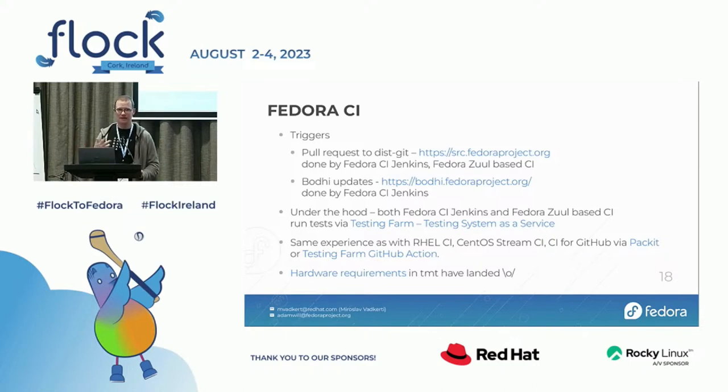When a pull request is created, there will be a scratch build run. I think it's running Copr, I'm not sure. And CI will test that. So it doesn't ever have to touch Koji, and you can get the results back on the pull request page, which is a good workflow if you're committed to using pull requests for your package.